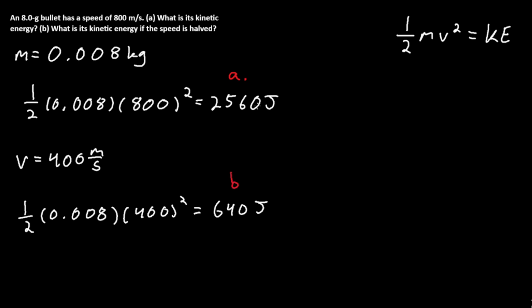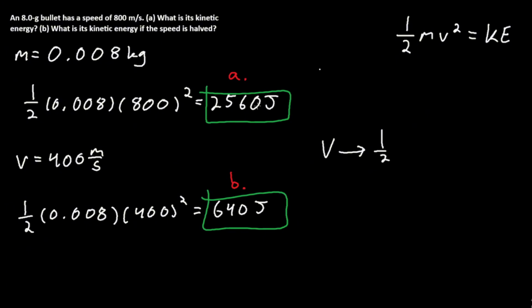So even though your velocity was simply halved, so V is 1/2, your kinetic energy, your KE, is 1/4 due to the squared property of the velocity. So that's important to know. It's a good relationship to be aware of.